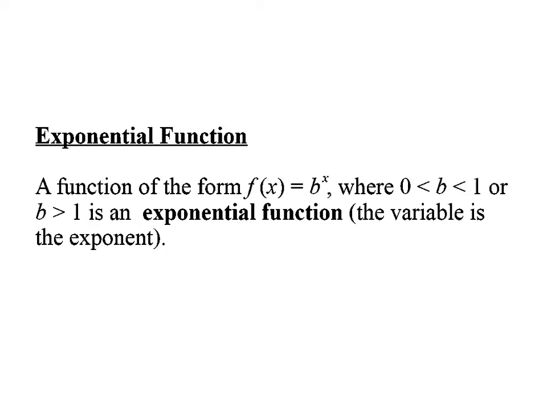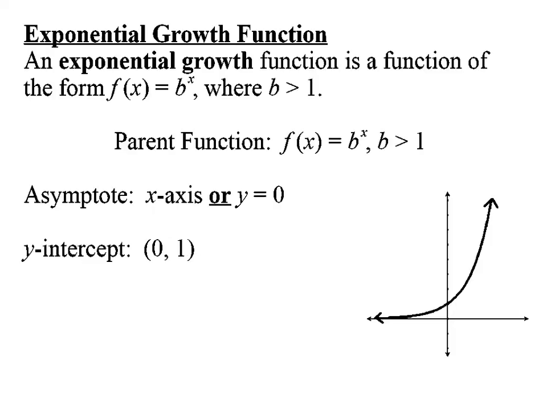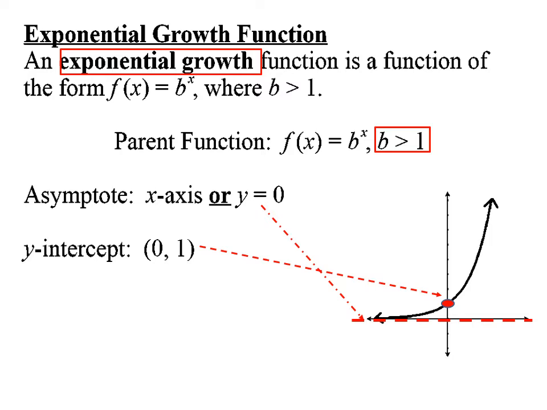We're going to see how the graph looks when b is less than 1, and when b is greater than 1. Exponential growth is when b is greater than 1, and this is the graph of y equals b to the power x when b is greater than 1. Notice the horizontal asymptote is y equals 0, and the y-intercept is (0, 1).